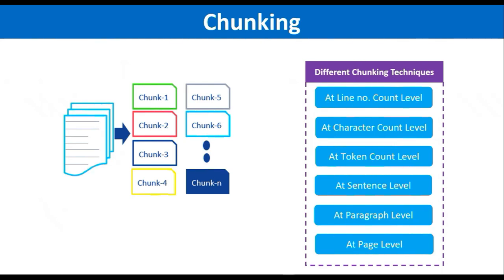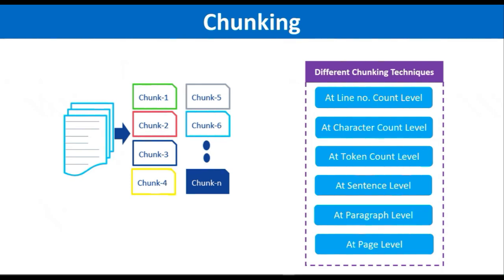So, to answer what is chunking: chunking involves splitting a document into smaller sections. These chunks are independent units that can be processed and retrieved separately. The diagram on the left side illustrates this process. Here a document is divided into multiple chunks, like chunk 1, chunk 2, and so on. On the right side, we see a list of chunking techniques. So we have line number count level chunking, character count level chunking, token count level chunking, sentence level chunking, paragraph level chunking, and page level chunking.